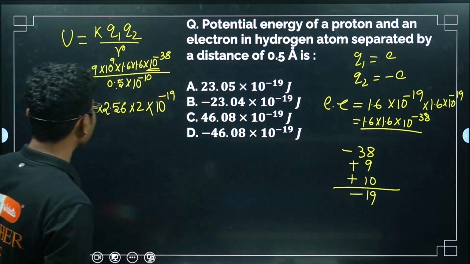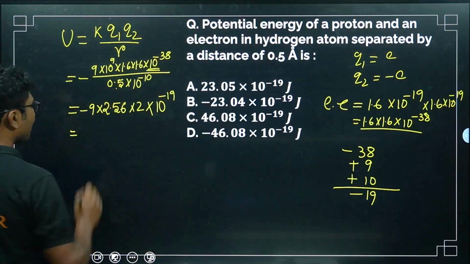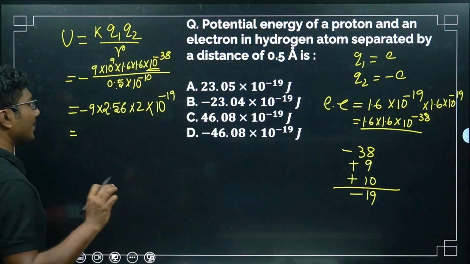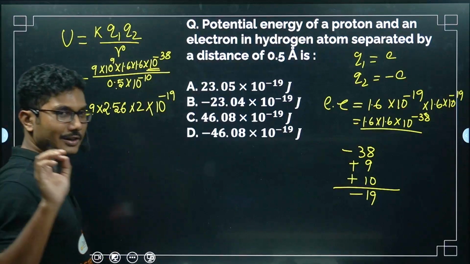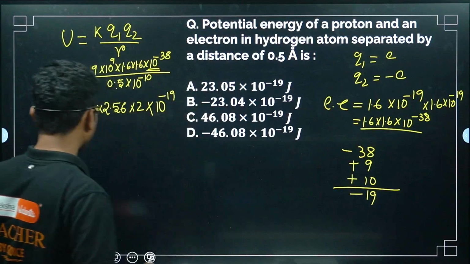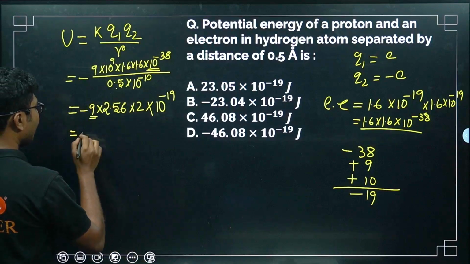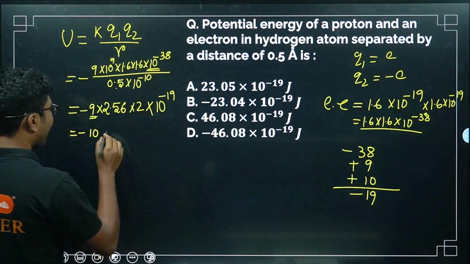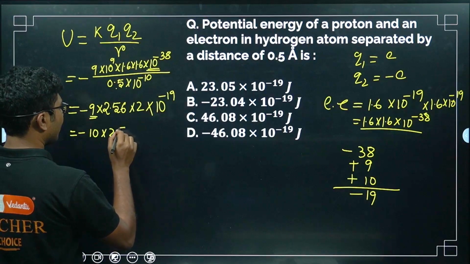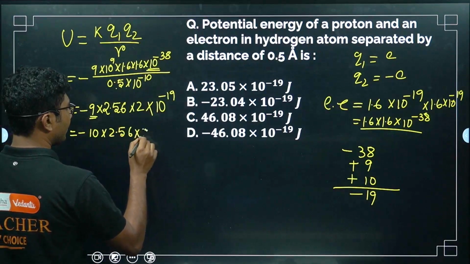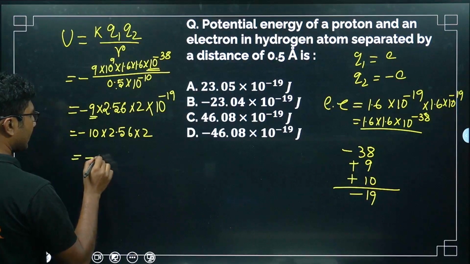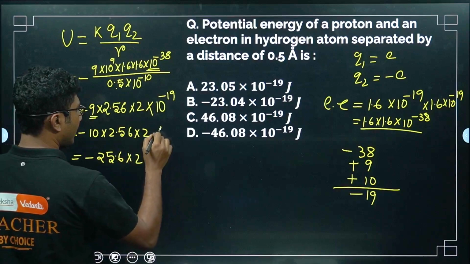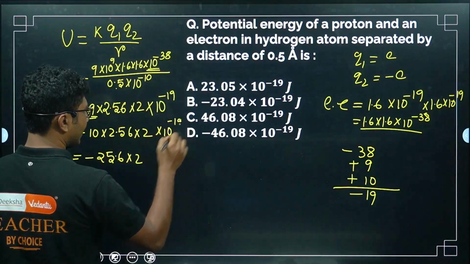So your smart brain, you have to be a little bit smarter than this, right? So what we will do, we will again do some approximation. What approximation will we do? We will assume this 9 as 10. Okay, easy. And then we will complete the multiplication. 2.56 times 2, right? So it will be 25.6 times 2, and 10 to the power minus 19 is obviously there.